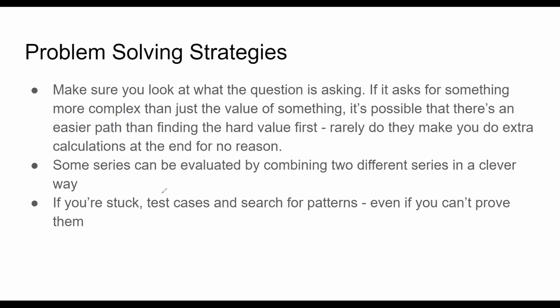And some series can be evaluated by combining 2 smaller series. We saw this in the example where I proved the recurring decimals one. We split the recurring decimal into 2 separate series. And if you're stuck, test cases and search for patterns, even if you cannot prove them. This is not mathematically rigorous or correct, but in my experience, I've found that this is a super useful strategy.